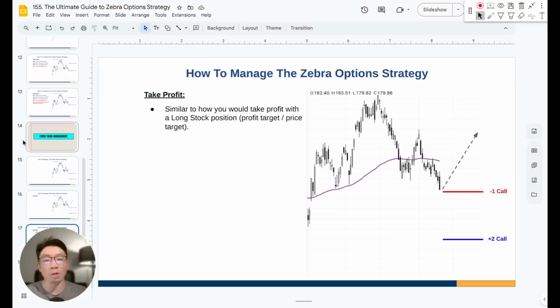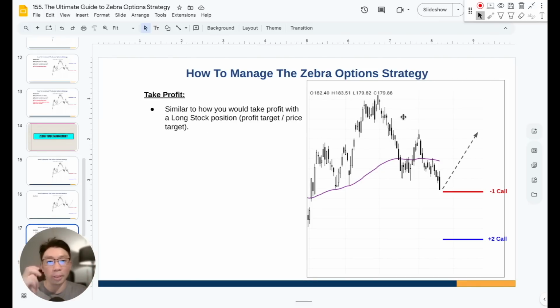because unlike a short option strategy where your profit potential is actually capped, for the zebra option strategy, there's actually no cap to the amount that you can make, because as I mentioned, this is meant to be a stock replacement strategy. So as long as the stock continues to go up, you will make more and more. So this is where you need to have an idea where you're going to get out. So this can usually be a profit target, whereby you tell yourself how much money you want to make and then you exit based on that, or maybe a price target.